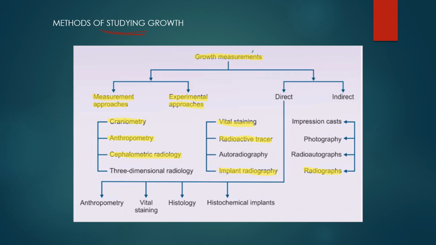Growth can be studied by so many methods. First of all, we have to measure the growth. Growth measurements are classified as measurement approaches and experimental approaches. In the measurement approach, we are measuring the growth in the organism itself. In experimental approaches, we are doing some experiments in animals and then measuring the growth.